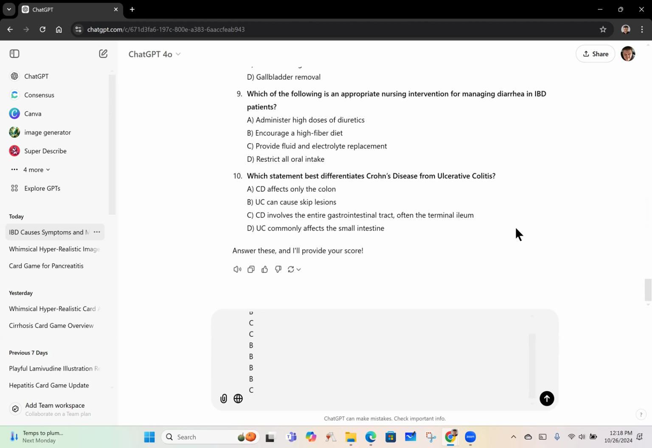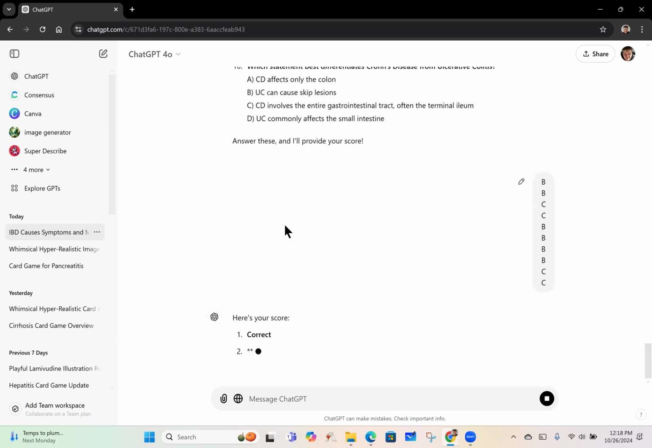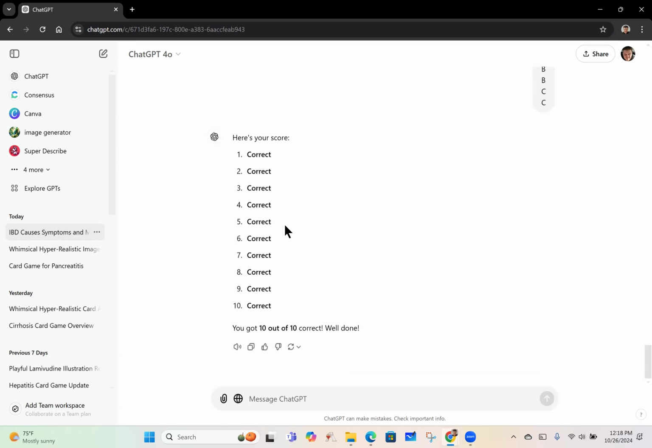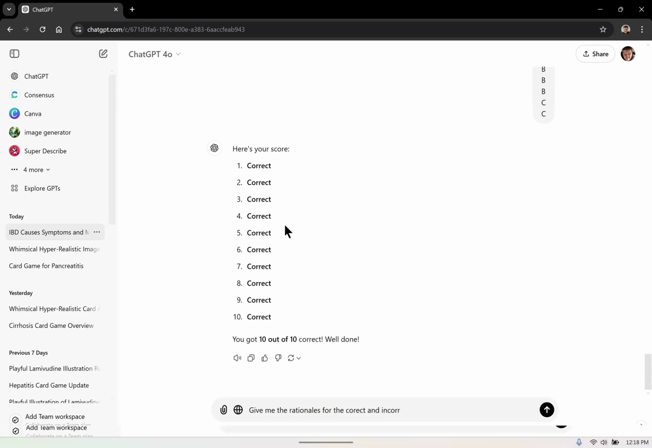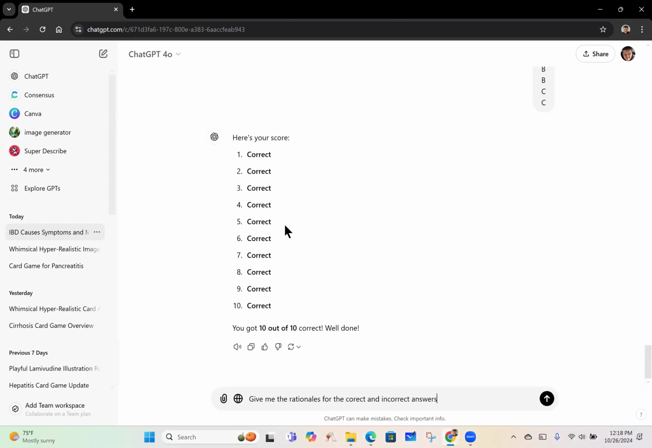Because Crohn's disease has a skip lesion. CD involves the whole GI tract, so ulcerative colitis only involves the colon. So C is right. There we go. Okay. So you can say, give me the rationales for the correct and incorrect answers.